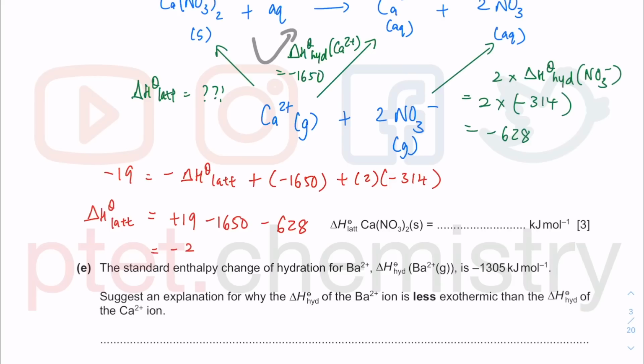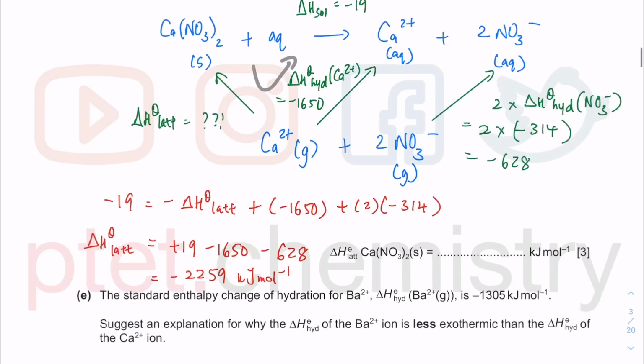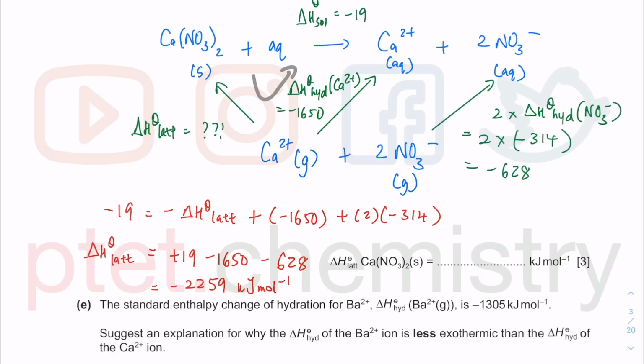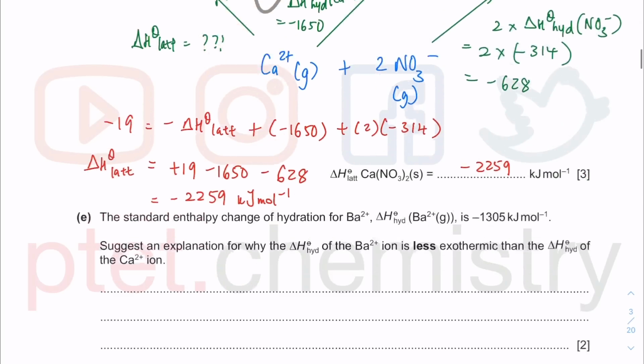The first thing you notice is you get a negative answer. You are forming 1 mole of the ionic solid from its gaseous ions. So you're not breaking anything. You're just forming 1 mole of the ionic solid. It is always going to be exothermic based on that definition. Sign, value, and unit: common things to look out for.